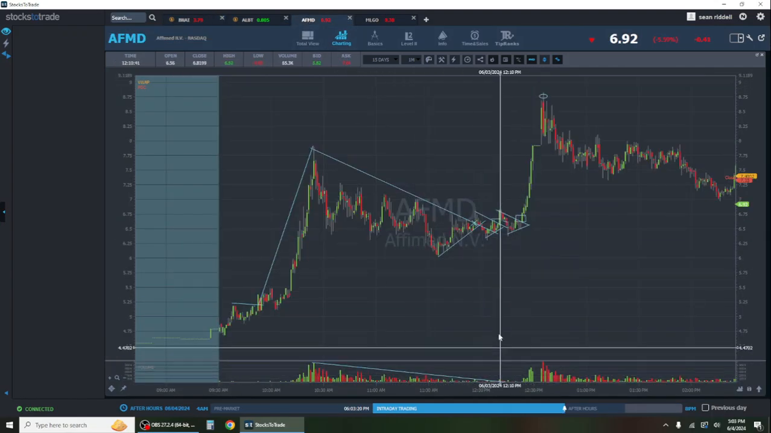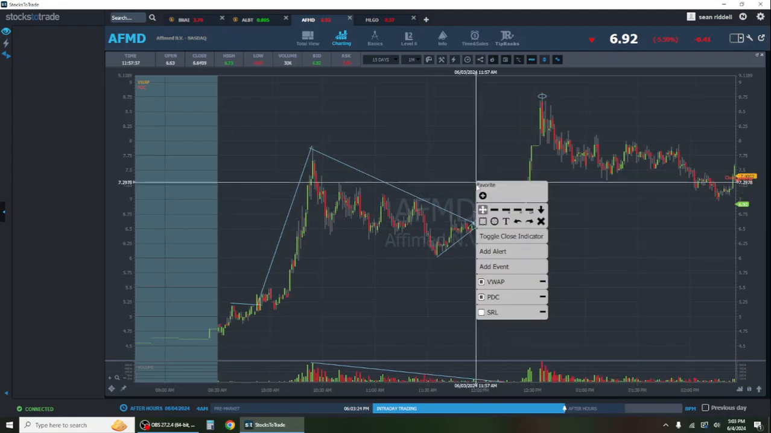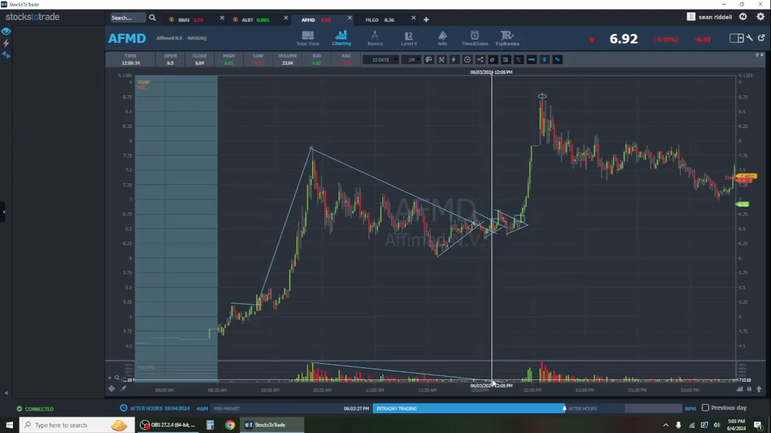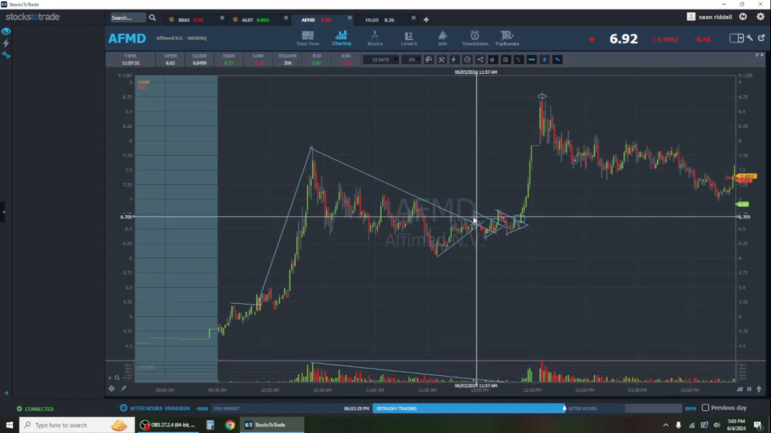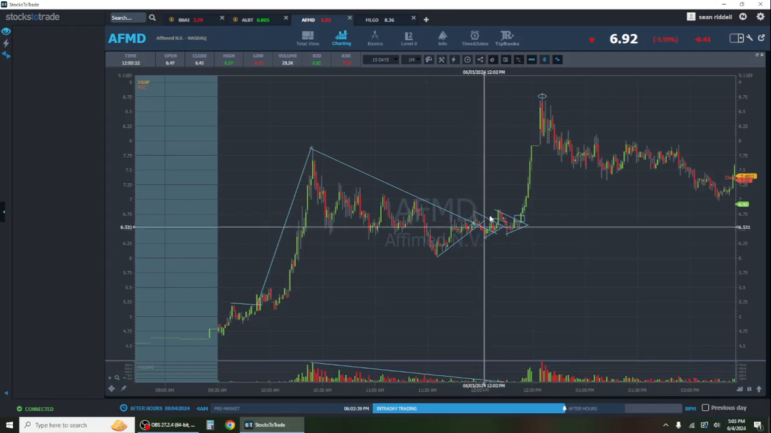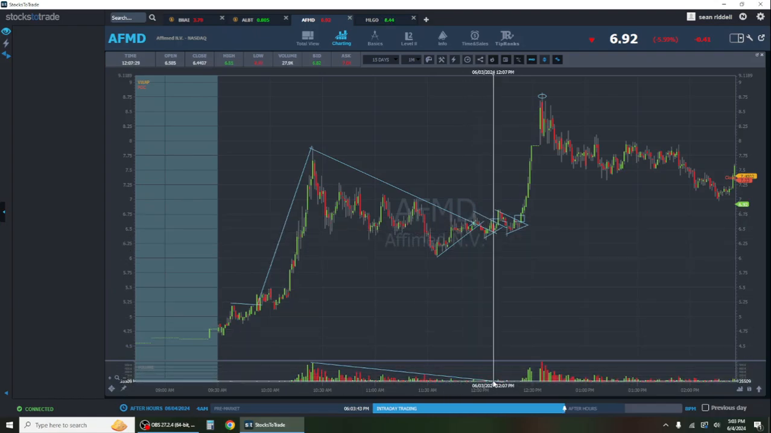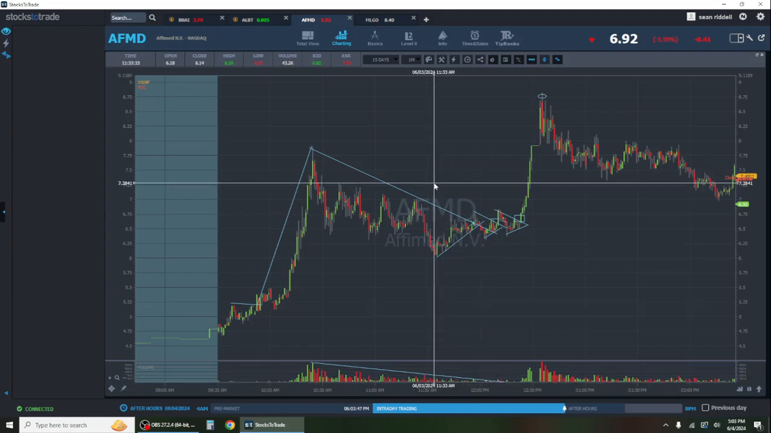AFMD. So it's going to lead you to right here. The volume wash is telling you that you shouldn't be entering right here, because look, it comes up and touches but doesn't break. And look how far away the tip is from where you're having to buy it right here, versus down here, look how tight it is to the tip. And then when it does break, you get the volume burst.